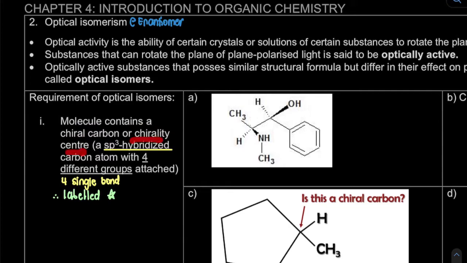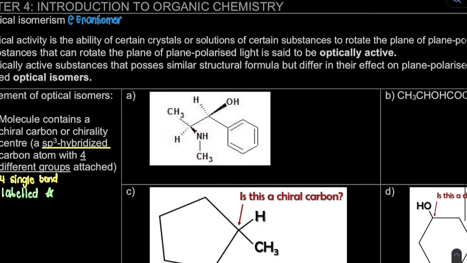A chirality center is an sp3 hybridized carbon atom with 4 different groups attached. So simply, you must have 4 single bonds and each of the bonds must have a different atom. Okay, and then for the chiral carbon, we must label it with an asterisk. We're going to label it as a star. Okay, so for example A, let's do it together. This one is drawn in a 3D arrangement.